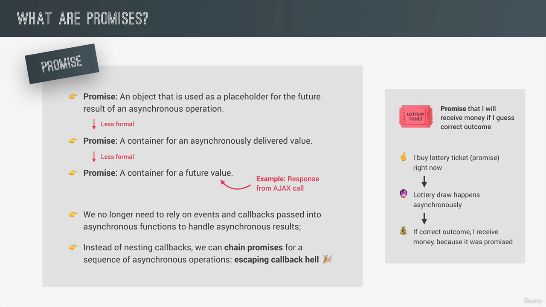And by the way, promises are an ES6 feature, so they became available in JavaScript in 2015. And so by now, they are widely used by everyone.